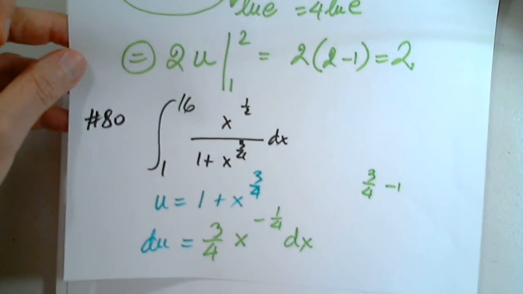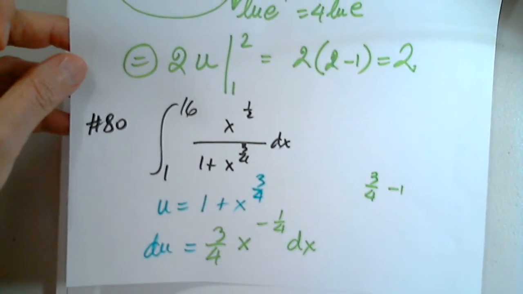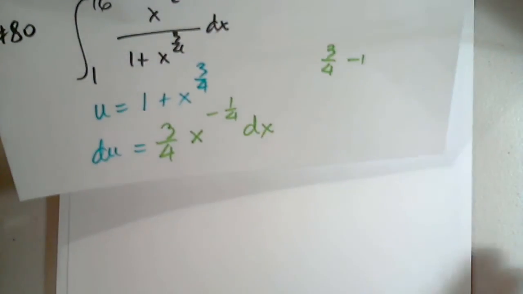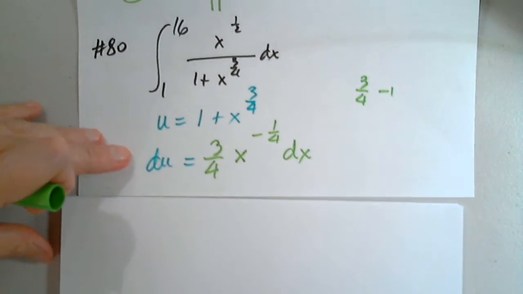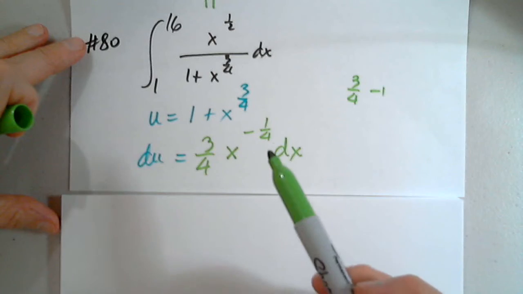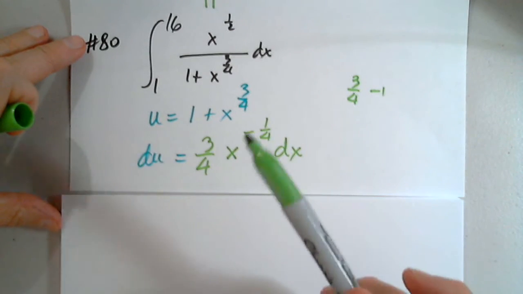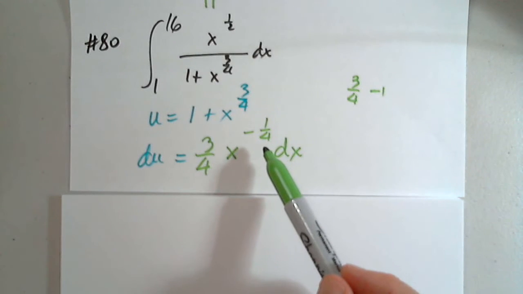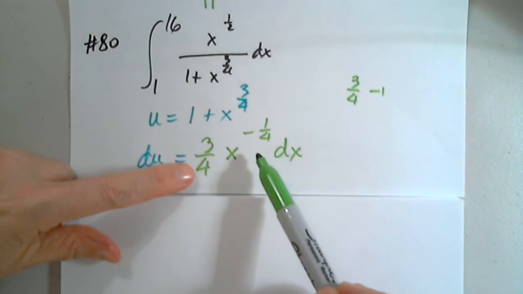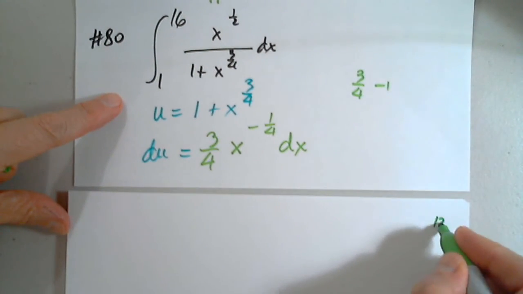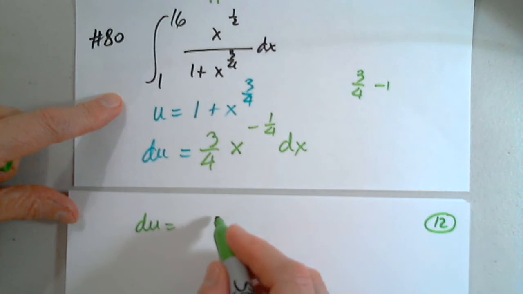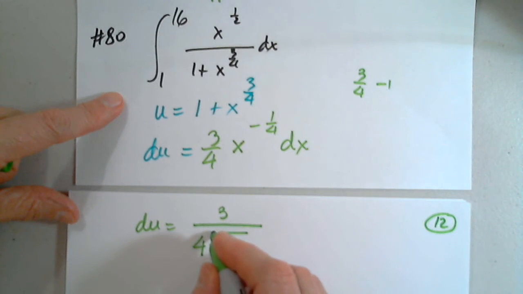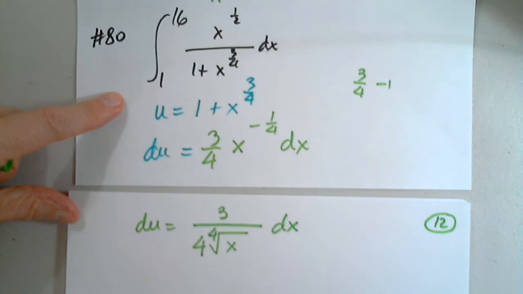Let me double check, because it looks a little bit weird. Did I copy correctly? This was 1/2 and this is 3/4. Yeah, I did copy correctly. Good. Okay. So that's why I'm thinking for a second. So this will become du equals 3/4, basically, the 4th root of x dx.